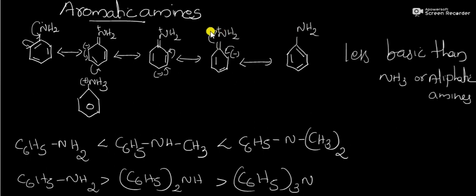Further, the protonated aniline is called the anilinium ion. The anilinium ion has only two resonance structures, so it is not stabilized. So aniline has less tendency to donate its lone pair of electrons towards a proton.